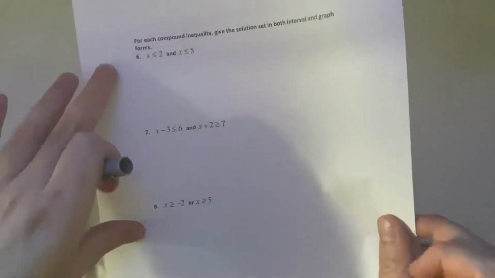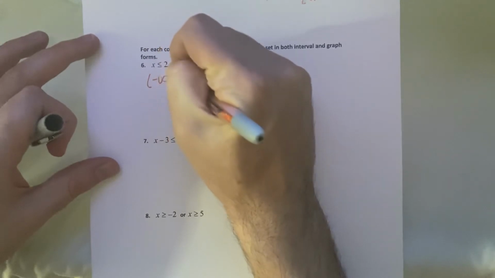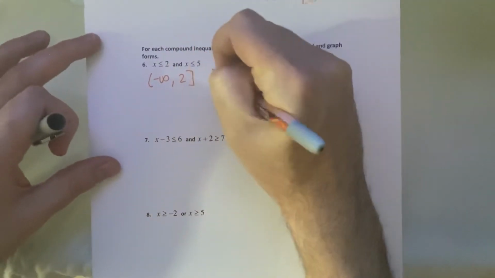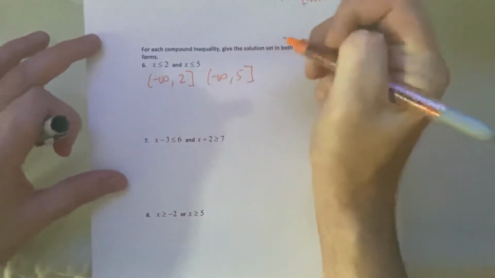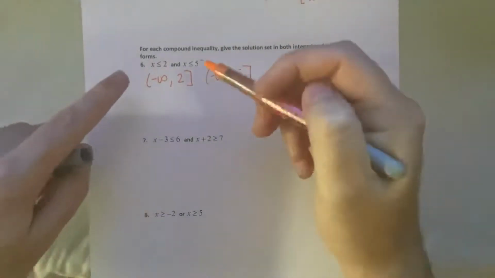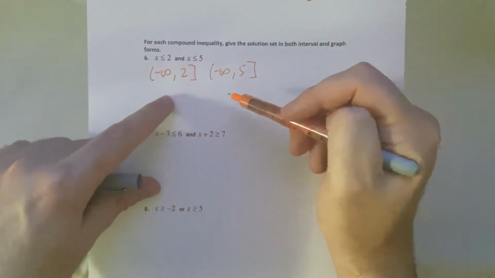Now, how does this look like in an interval? Let's talk about, for each compound inequality, give the solution set in interval and graph forms. I'm just going to do the interval form for now. X is less than or equal to 2. That's negative infinity to 2. X is less than or equal to 5. That's negative infinity to 5. And means in both. So what areas are in both?